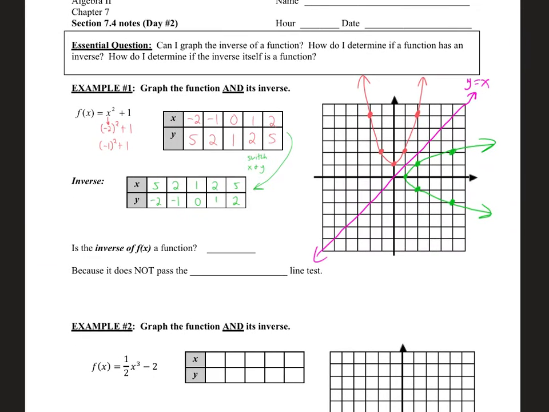Now the question is, is the inverse of f of x a function? The way we determine whether the inverse, or any relation, is a function is what's called the vertical line test.